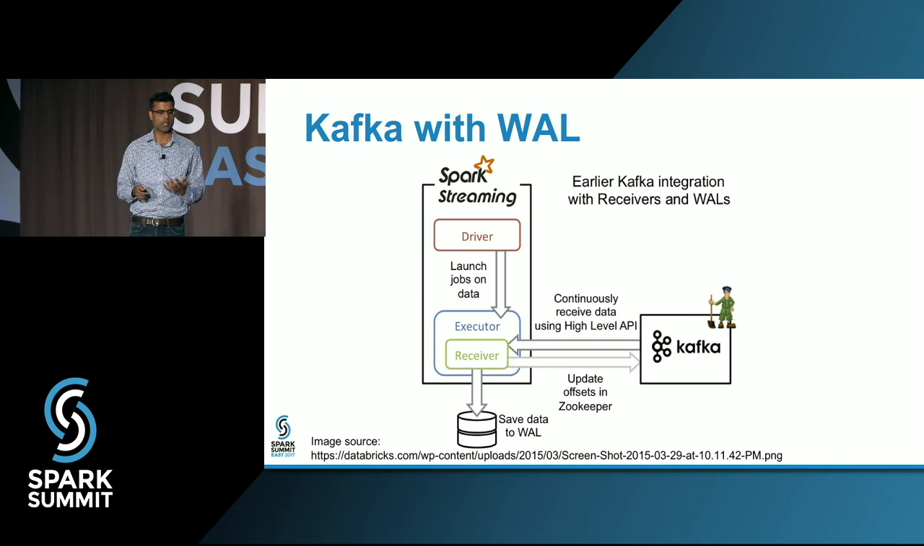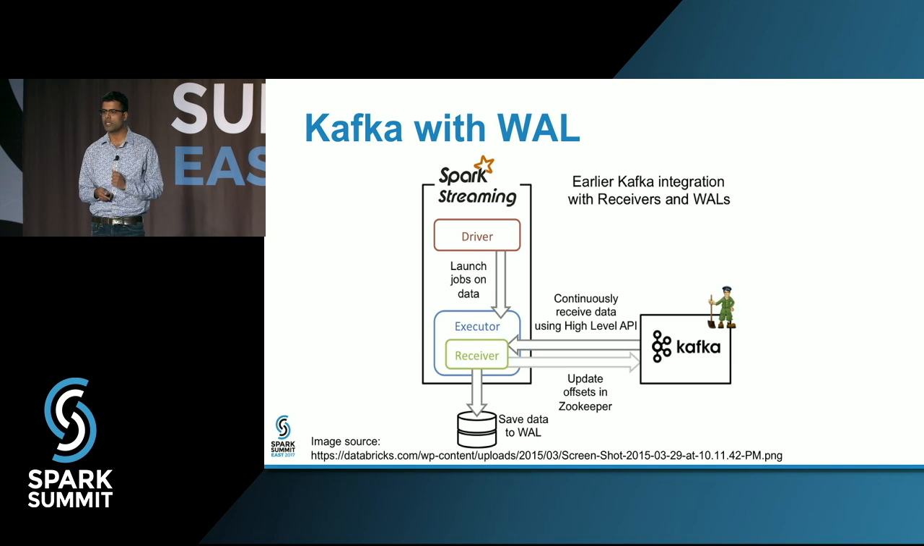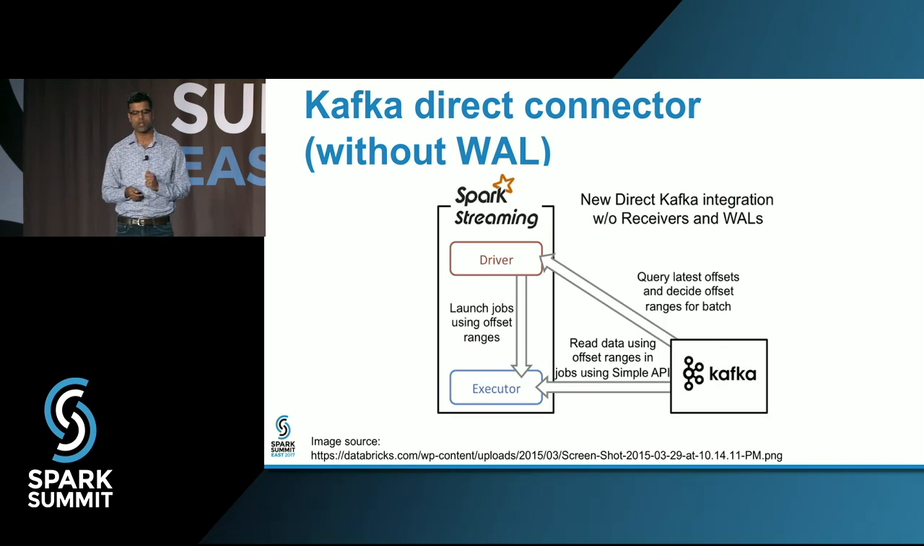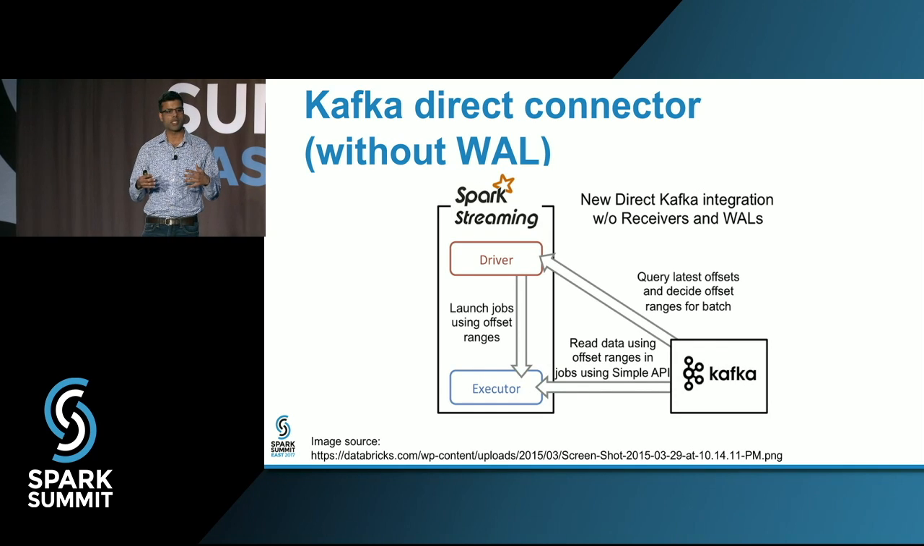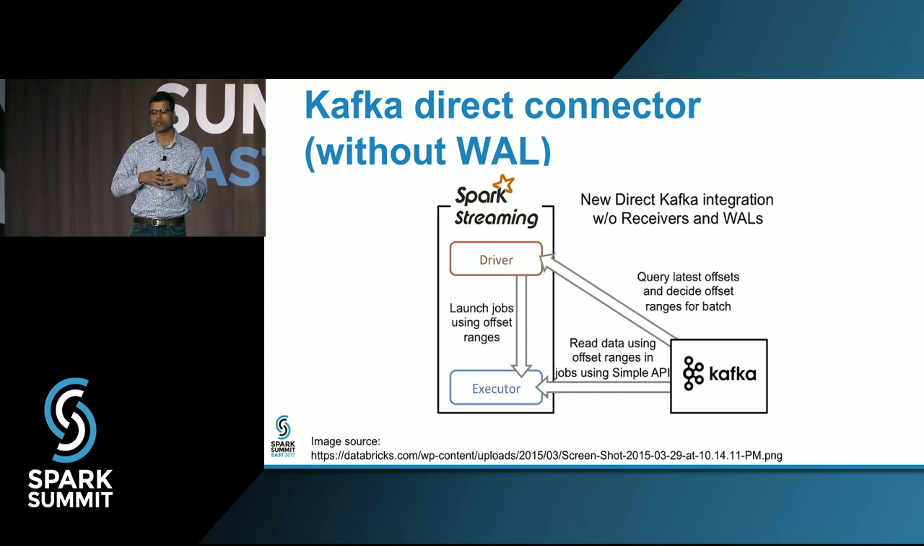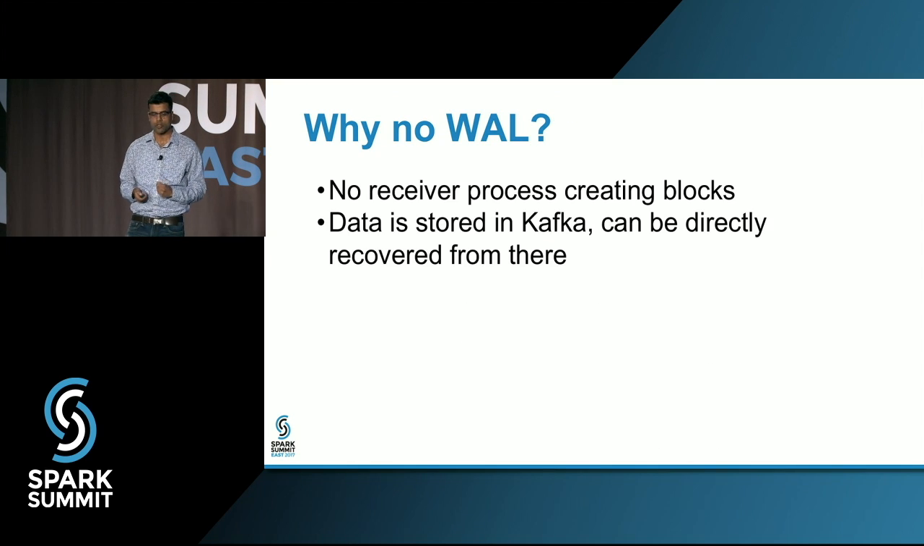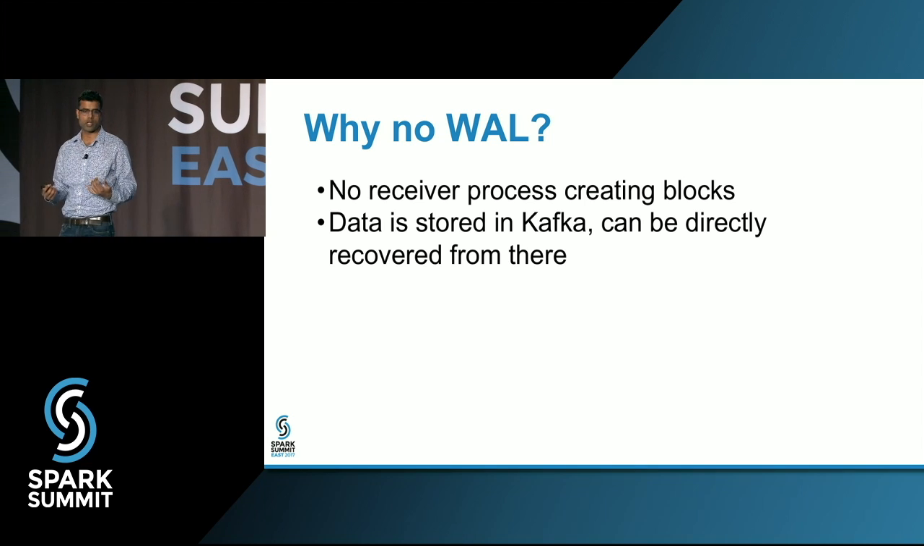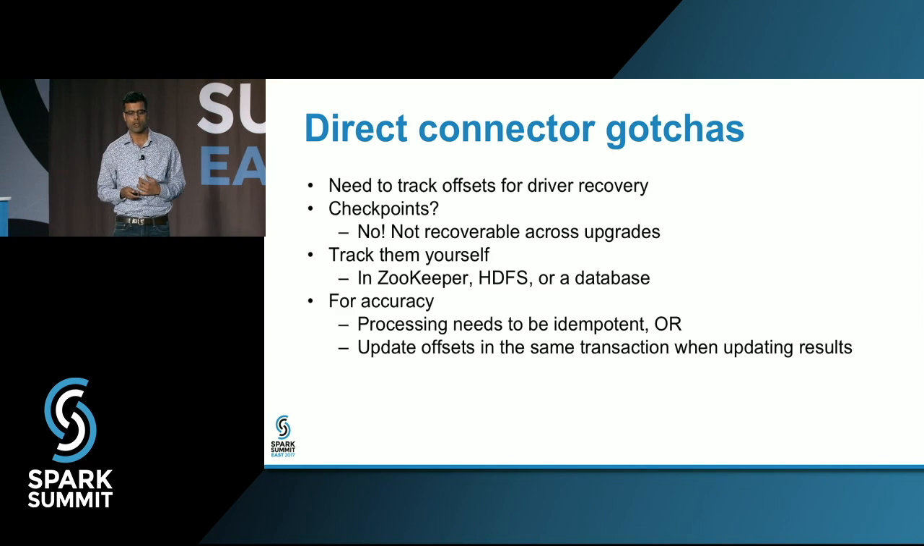This is a diagram of what the architecture would look like if you were reading data from Kafka using a receiver. So there is that green box at the bottom called the receiver, which is reading data from Kafka using a high-level API and stores the offsets in Zookeeper, and then persists the data in HDFS or S3 as a write-ahead log. But without the write-ahead log, the driver is tracking the offsets, and each executor is reaching out to Kafka brokers and reading data from Kafka topic partitions. So why is no WAL required? Because data is stored in Kafka directly and it can be recovered from there.